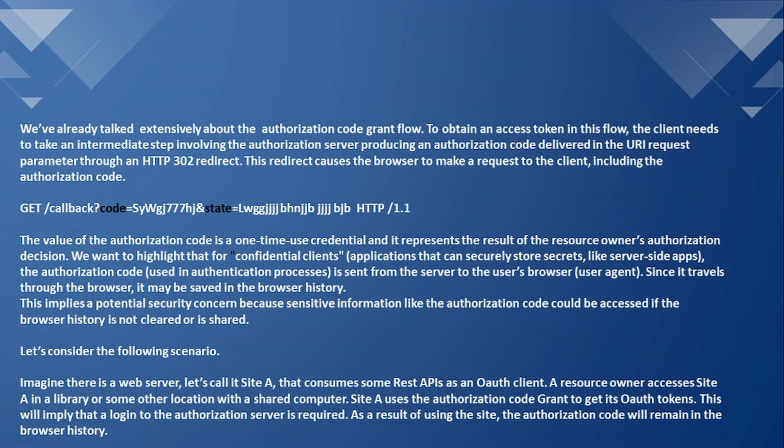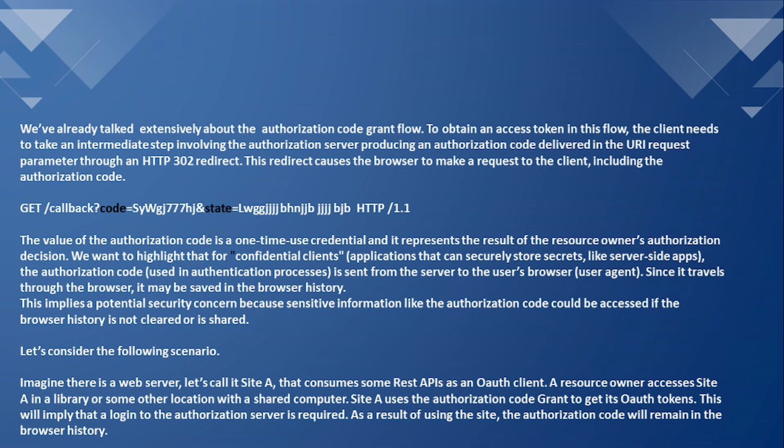The value of the authorization code is a one-time use credential, and it represents the result of the resource owner's authorization decision. We want to highlight that for confidential clients, the applications that can securely store secrets like server-side apps, the authorization code is sent from the server to the user's browser, or you can say user agent. Since it travels through the browser, it may be saved in the browser history.